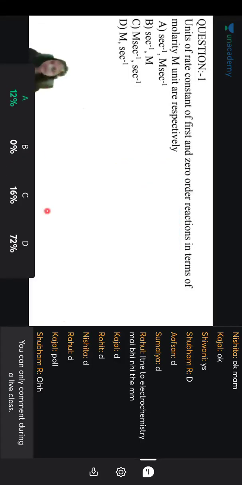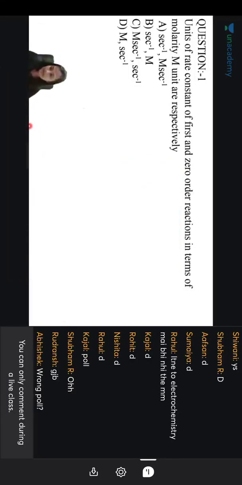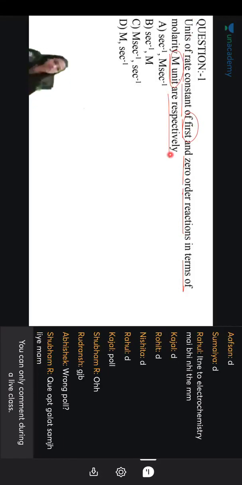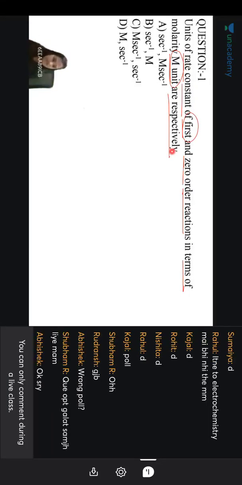So bad. Do it again and send it to me in the question tab. Abhishek, the question is saying units of rate constant of first and zero order reactions in terms of molarity unit are respectively. Take your time and do it again and send it to me.